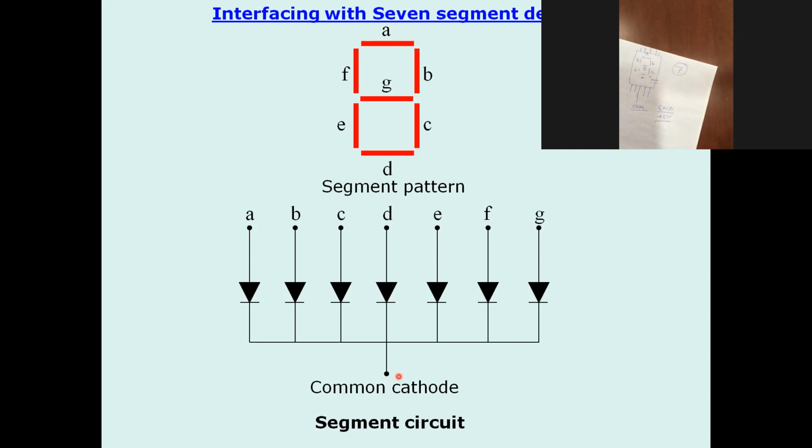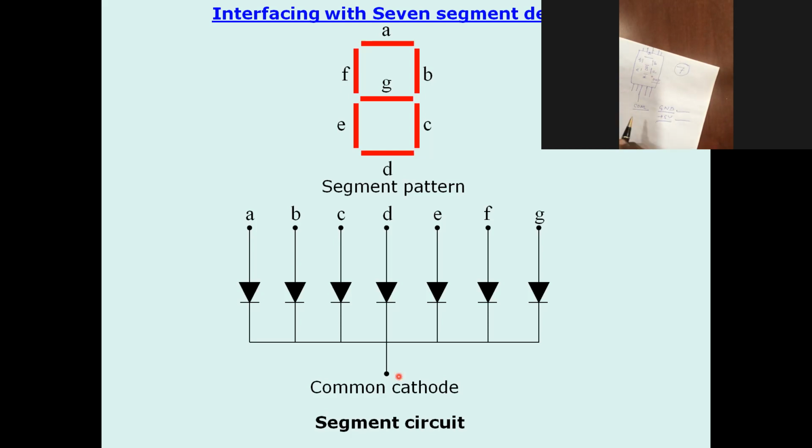If it is a common cathode, then it will be connected with ground. If you purchase common anode, then it is connected with plus 5 volt. These are nothing but the 8 LEDs: 1, 2, 3, 4, 5, 6, 7, 8. These are the 8 lines, every one with a different line. Is it clear? So just go to the next slide.